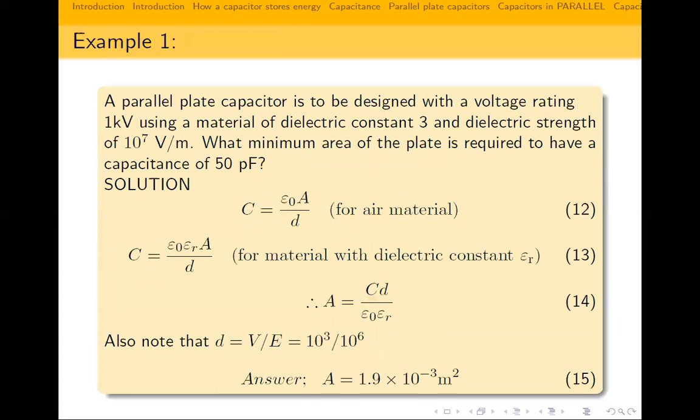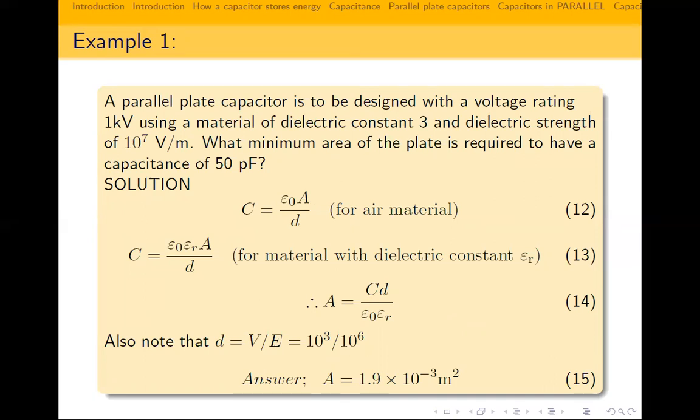So let's look at a simple example here. You have a question which says: a parallel plate capacitor is to be designed with a voltage rating of 1 kilovolt using a material of dielectric constant 3 and dielectric strength 10 times 10 power 7 volts per meter. What minimum area of the plate is required to have a capacitance of 50 picofarads? Good question.